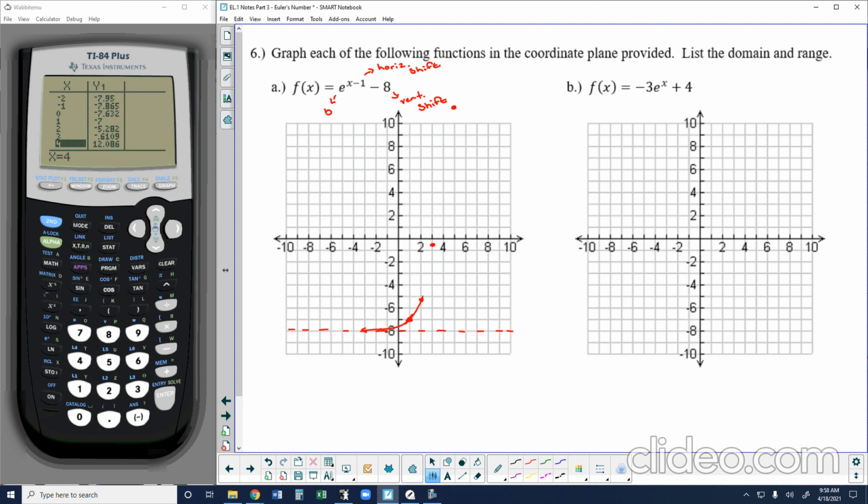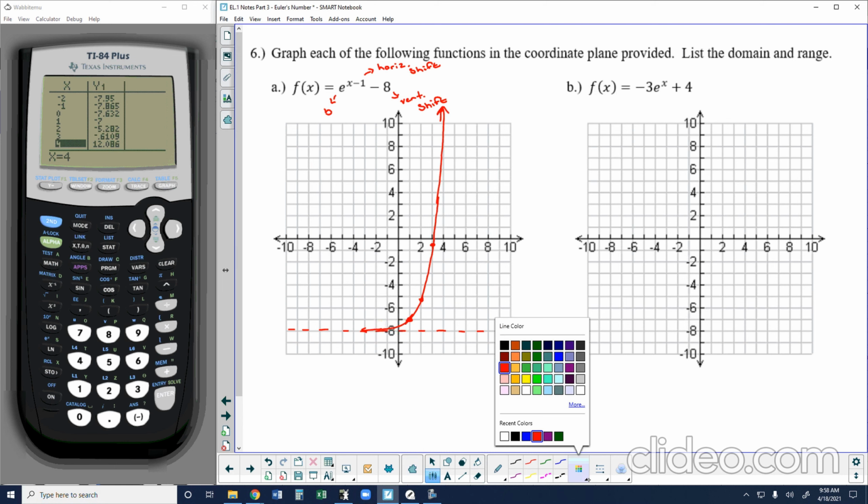And then as we go to the right, I'm going to draw my curve through my points. Sorry, I was on the wrong line up here. I'm going to draw my curve through my points to show that exponential growth. And there we have a graph of f of x.